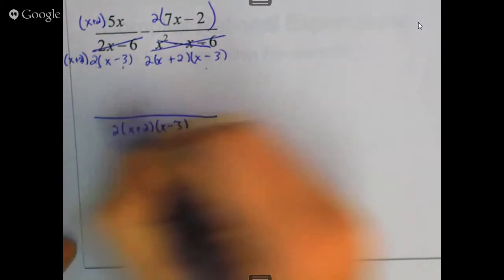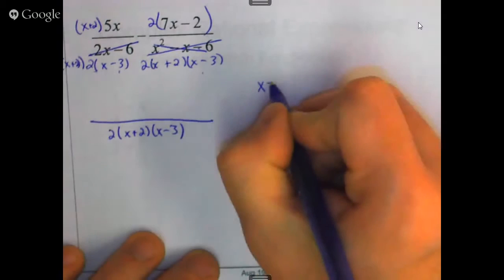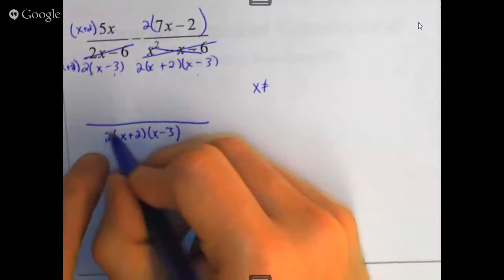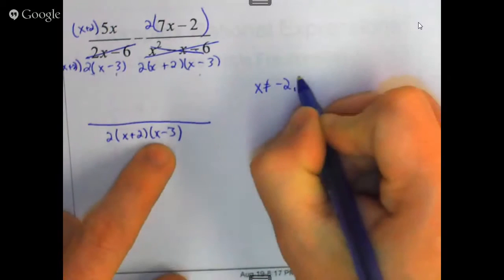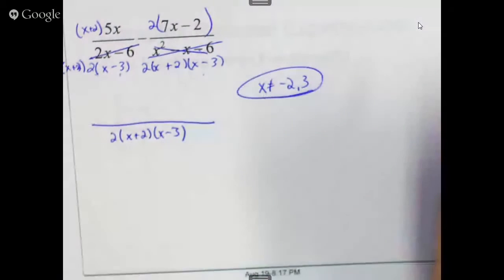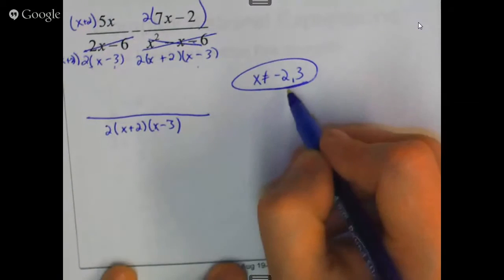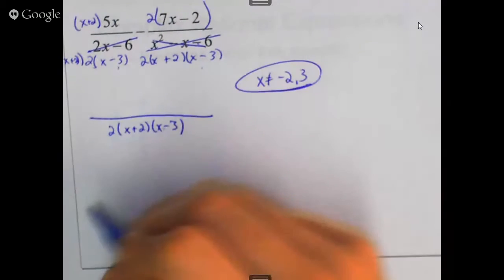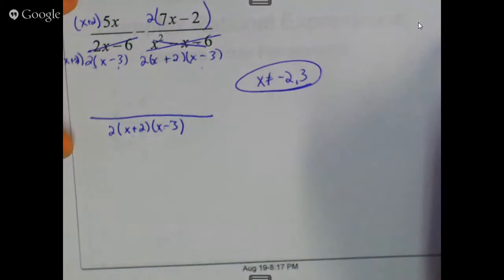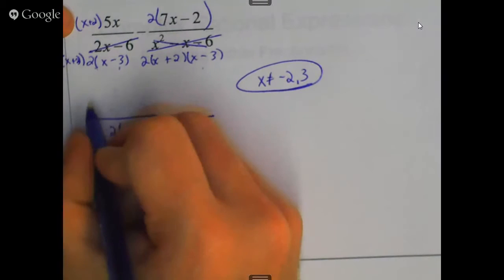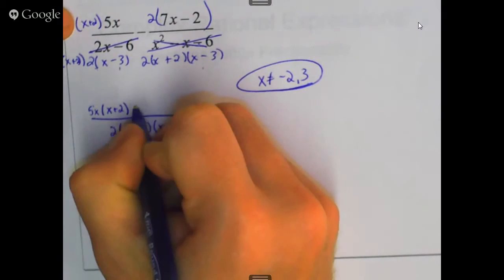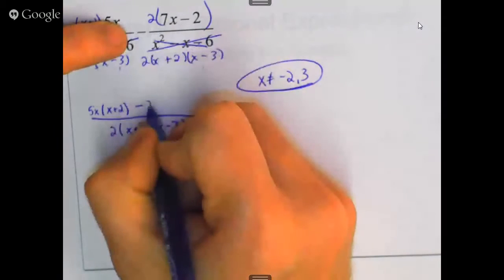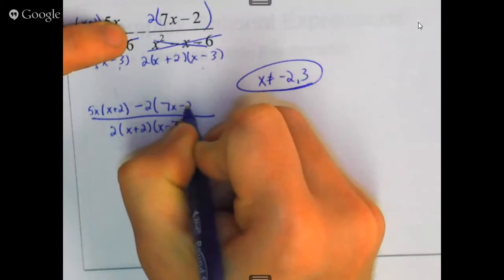Restrict our domain. X cannot equal, start here. There's no x there, so that doesn't matter. You got a negative 2 from there and a positive 3 from that one. Again, if I take these and plug them in, I will get 0 on the bottom, and I cannot have that. So we'll perform the operation. So we've got 5x, x plus 2, minus, be careful with that minus sign, 2, 7x minus 2.